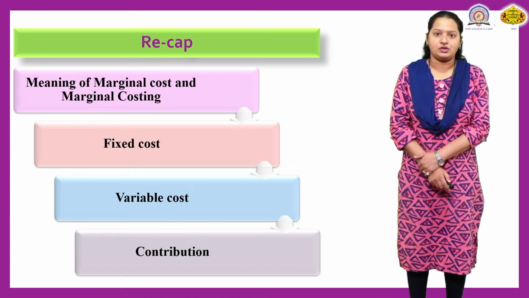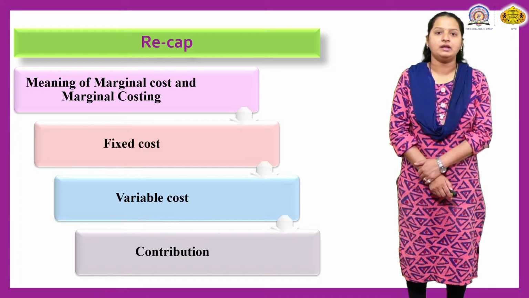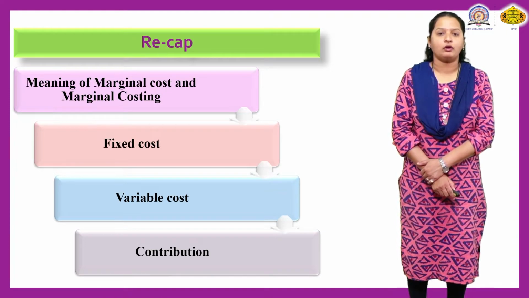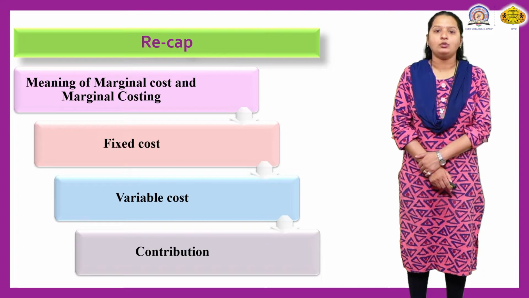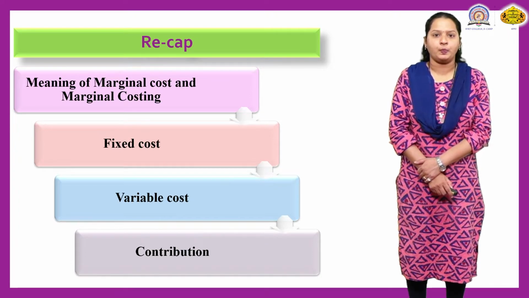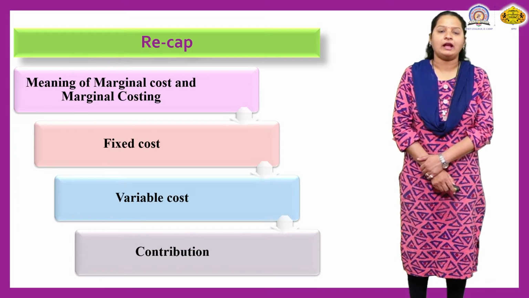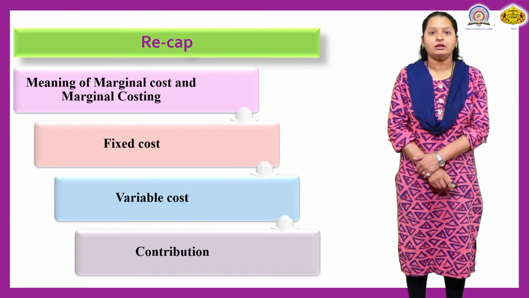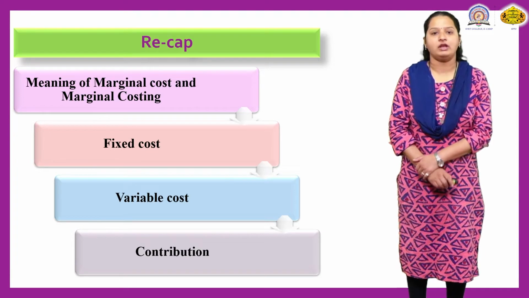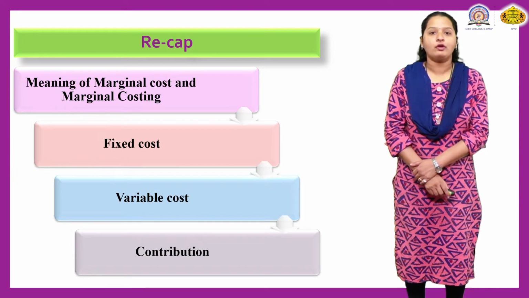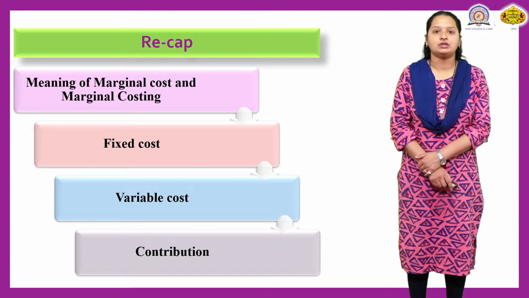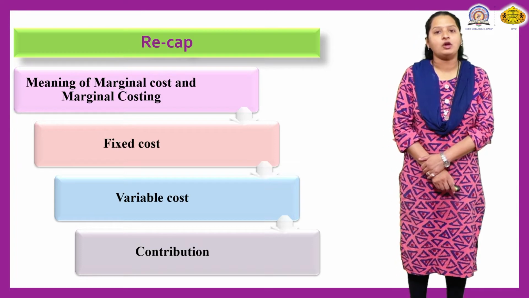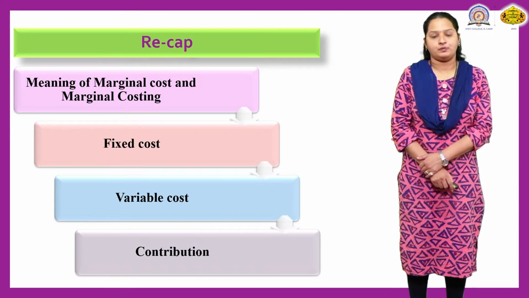In the earlier sessions we have considered the meanings of marginal costing, thereafter what was the fixed cost, what was the variable cost, and how to calculate the contribution. So my dear students, for calculating the marginal cost, it is important to understand the differentiation between fixed cost and variable cost. As we have already taught in the first session about the meaning of marginal cost, marginal cost is nothing but the variable cost.